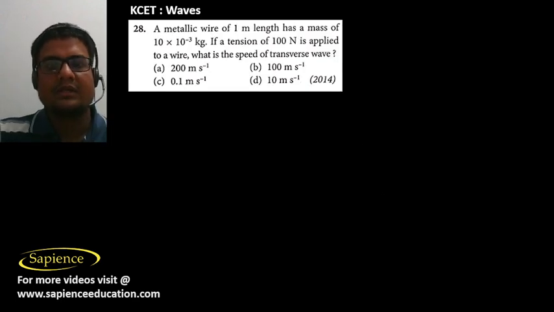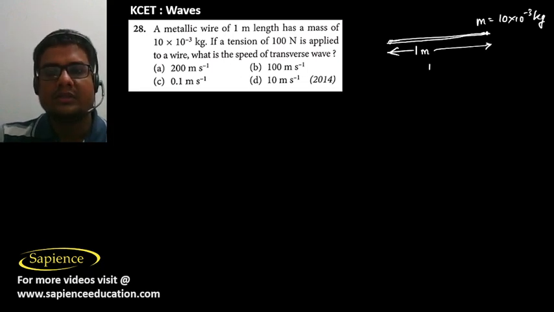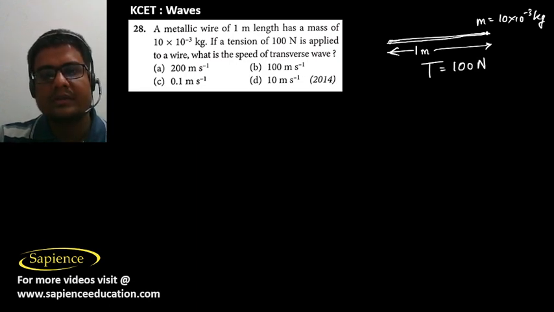Then it is told that there is a metallic wire of 1 meter length. It has a mass of 10 into 10 power minus 3 kg, and it is having a length of 1 meter. Then if a tension of 100 Newton is applied to the wire, then the speed of the transverse wave is.